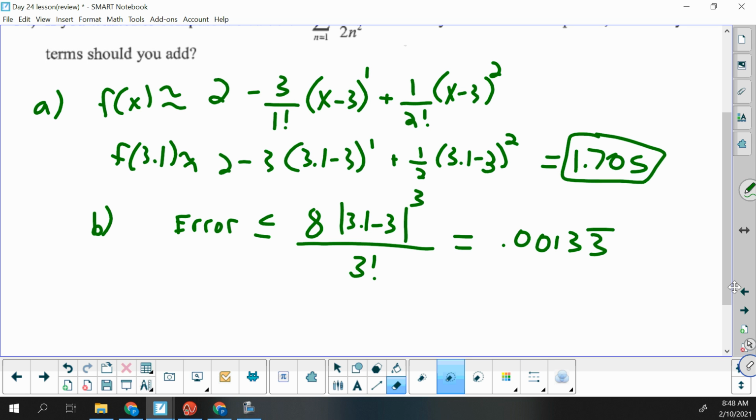So that's a really common way that Lagrange error shows up on the AP exam, again, because it forces everyone to use the same thing for that value of M.